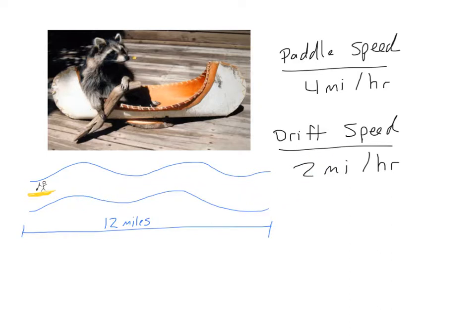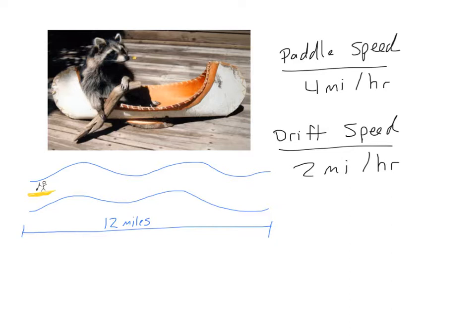So now let's say that the drifting speed, so I guess the speed of the water, because you're not paddling if you're drifting, is 2 miles an hour. But you could also not be lazy and you could paddle. And so they'd say if you're paddling, you're going to go 4 miles an hour. So think about this. If you drifted the whole way, you would eventually get there. But you could also paddle the whole way and you would get there a lot faster.